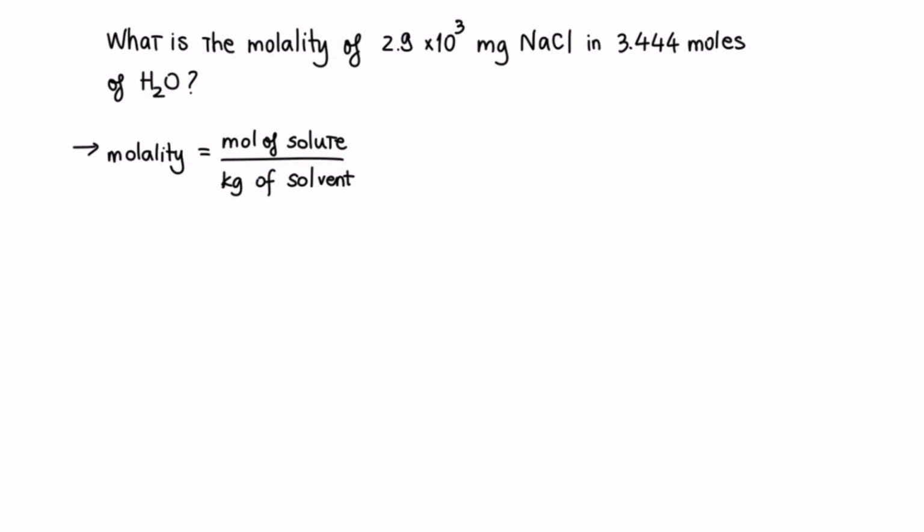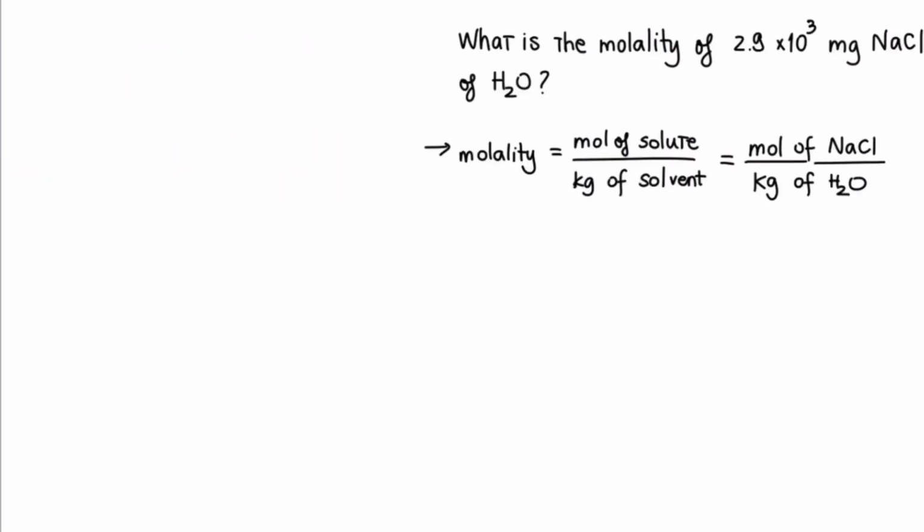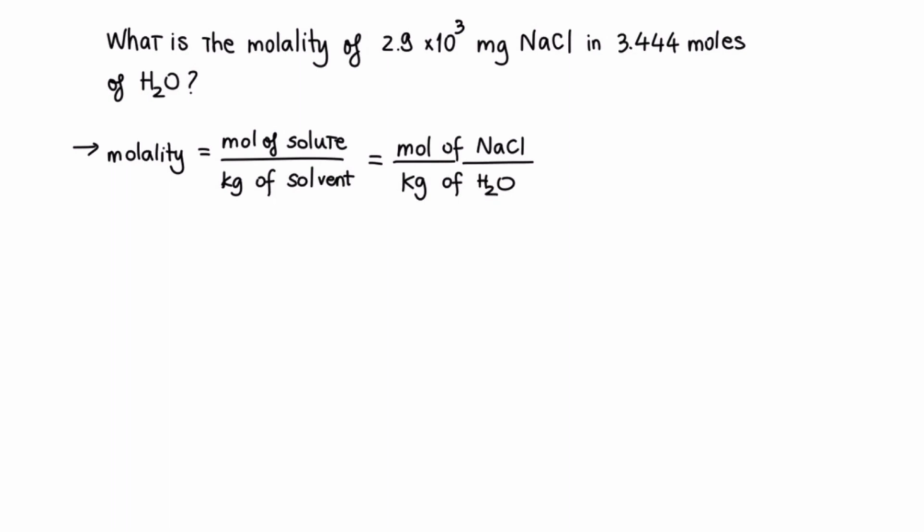So the formula to calculate molality is moles of solute divided by kilograms of solvent. In this case, it's moles of NaCl, the solute, divided by the kilograms of H2O, which is the solvent. According to the prompt, we're not given the moles of NaCl or kilograms of H2O, so we'll be finding both of them. First of all, let's start by finding the moles of NaCl.